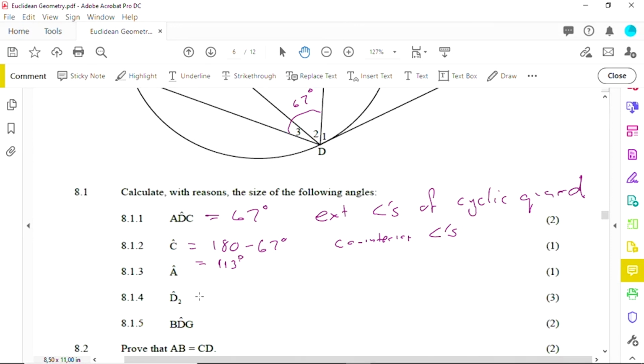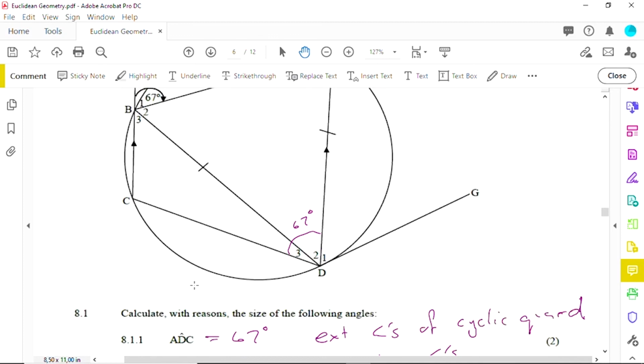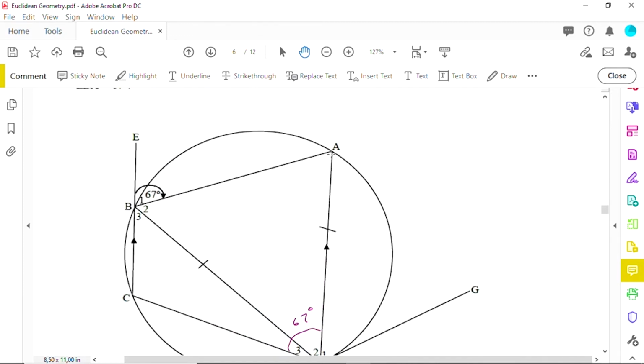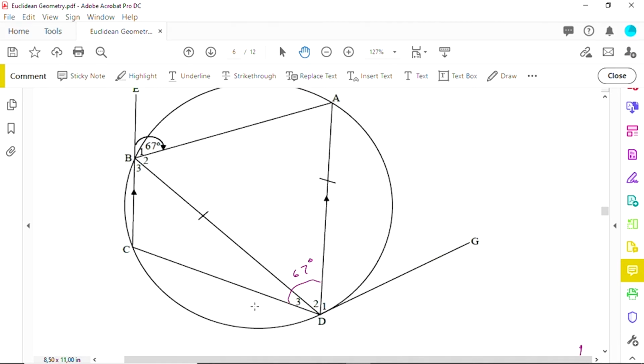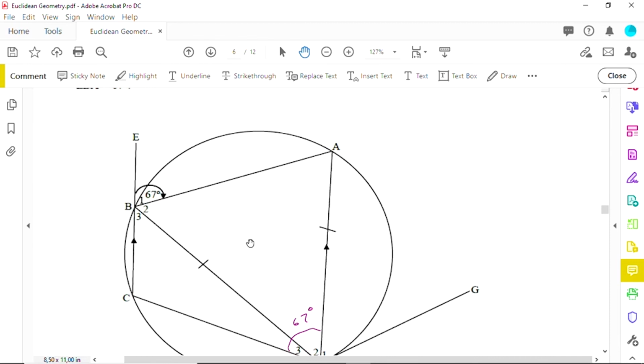And for angle A, it should be 67 degrees. You can just use that these are supplementary angles. They should add up to 180 degrees. C and A are supplementary, they should add up to 180. So I'm just adding this value back: 113 plus 67 is equal to 180. So this must be 67.